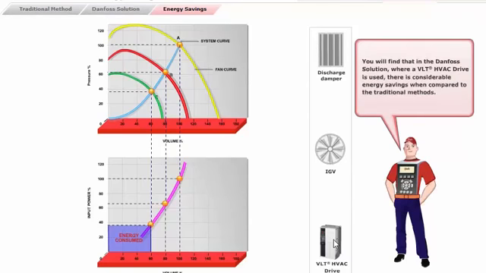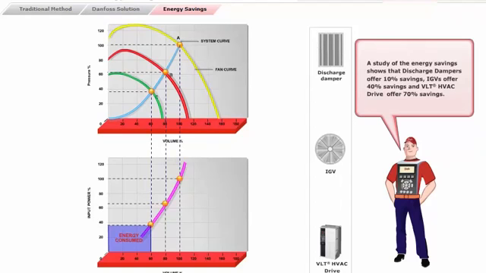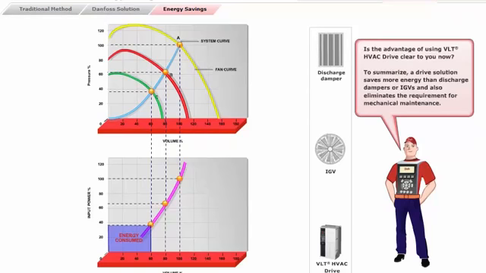You will find that in the Danfoss solution, where a VLT HVAC drive is used, there is considerable energy savings when compared to the traditional method. A study of the energy savings shows that discharge dampers offer 10% savings, IGVs offer 40% savings, and VLT HVAC drives offer 70% savings. Is the advantage of using VLT HVAC drive clear to you now? To summarize, a drive solution saves more energy than discharge dampers or IGVs, and also eliminates the requirement for mechanical maintenance.